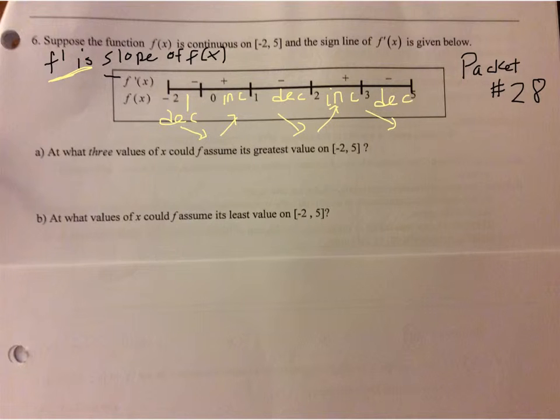Okay, now it says at what 3 values of x could f assume its greatest value on -2 to 5? Well, in this region, my function is increasing, and then it's decreasing, okay? So at x equals 1 would be one possibility. Likewise, between 2 and 3, it's increasing, and then it's decreasing after 3. So x equals 3 is another possibility.